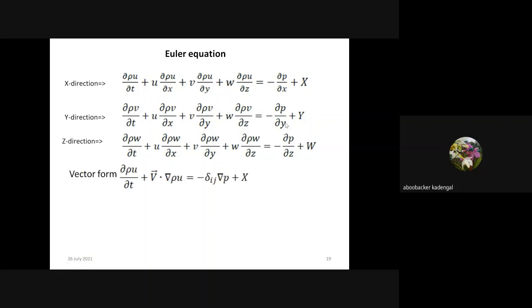The same thing can be expressed using the del operator, V dot del rho u, depending on x, y, z. The pressure in the first equation acts only in the x direction, in the second only in the y direction, and in the third in the z direction. The delta is called the Kronecker delta.